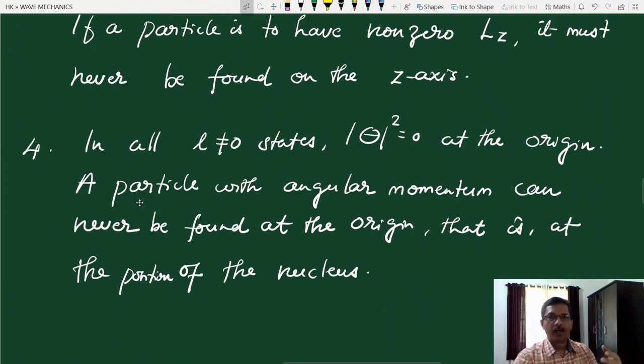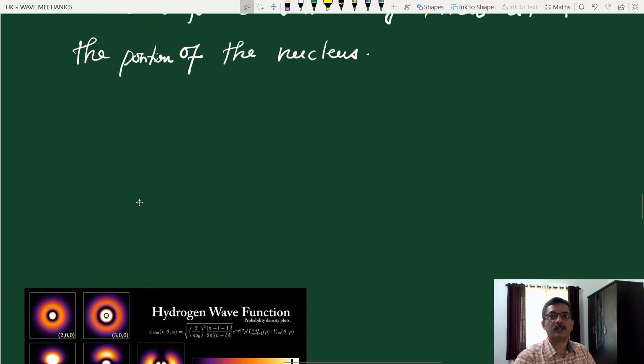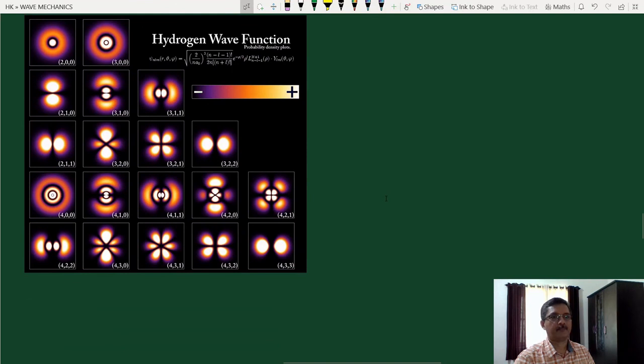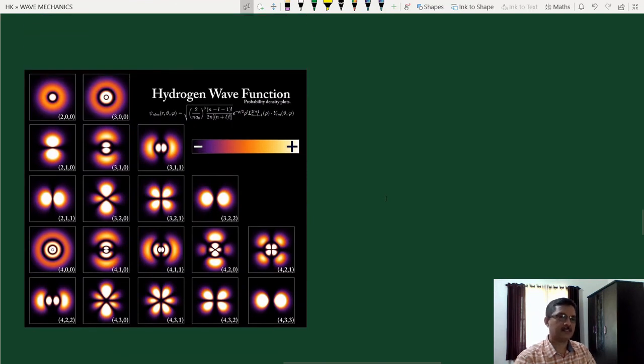Now we can combine this angular probable density, mod theta square, and the radial probable density. Then we will get mod psi square. That means mod psi square is mod r square into mod theta square into mod phi square. And if you consider the combined effect of all the three probable densities, we get the variation of probable density with angle like this.